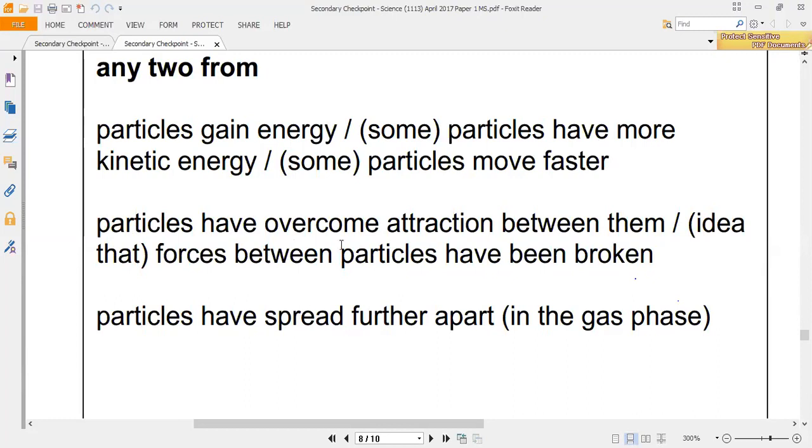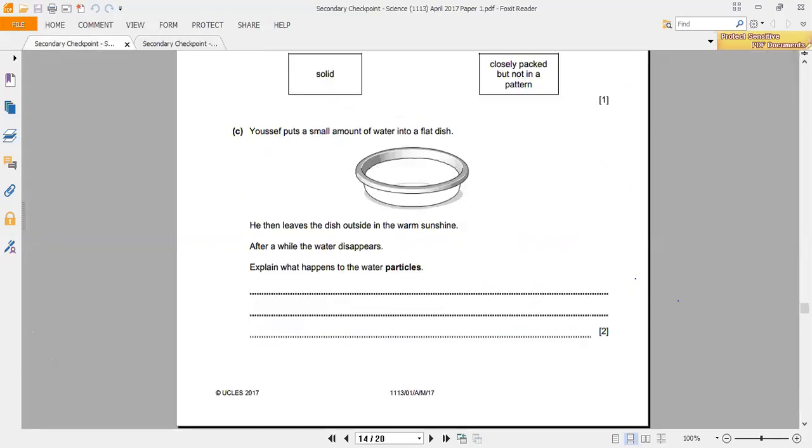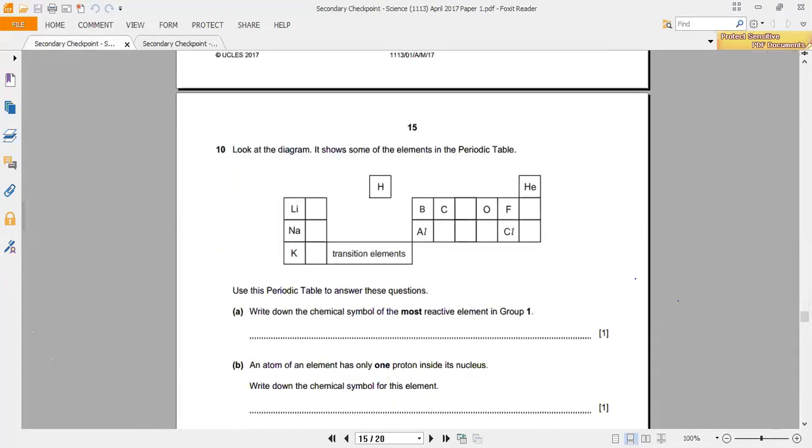Or any idea about the forces in between the particles that have been broken due to the excess amount of heat energy given to them. Also, particles have spread farther apart. Okay, it will be converted into a gaseous state. All of those are accepted valid marking points.